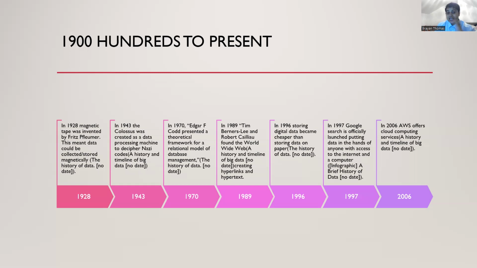In 1970, Edgar F. Codd presented a theoretical framework for relational model database management, in the history of data. This framework is very important today, and is still used today. It is something that is being used for my database right now for this website.